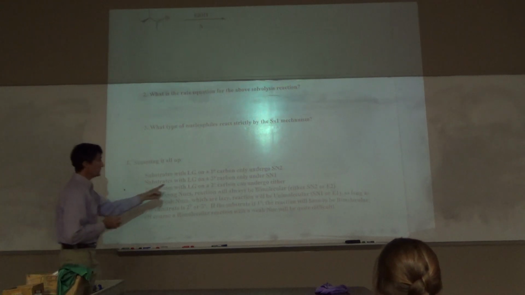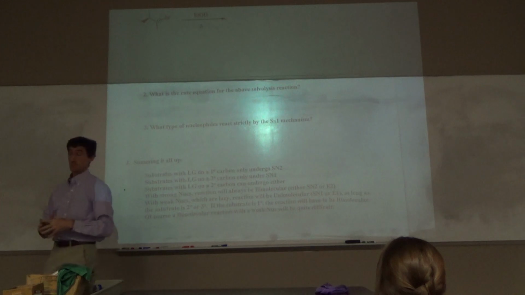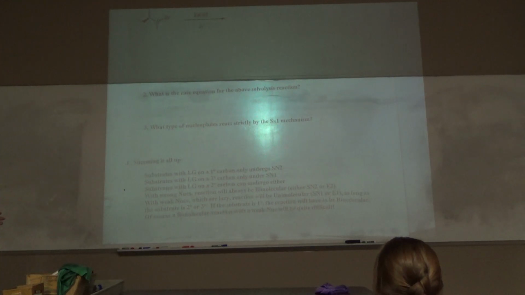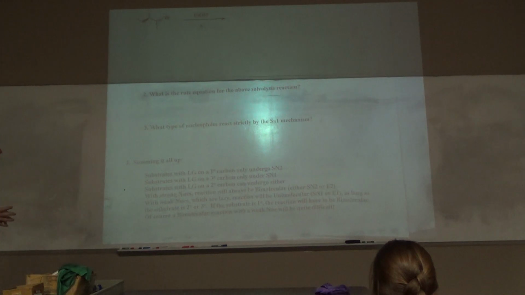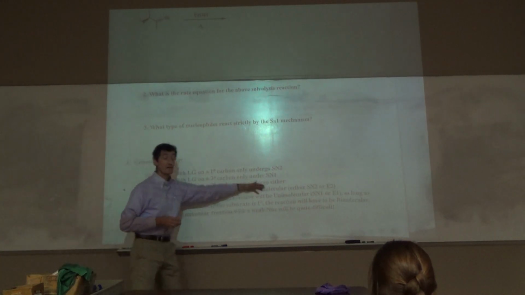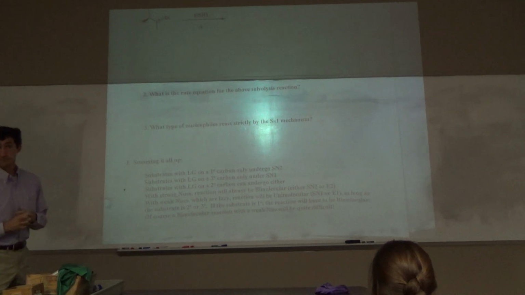Substrates with leaving group on tertiary carbon only undergo SN1, not SN2. Why? Sterics. And there were like two or three exclamation points when this was pointed out. Sterics hurt SN2. And you do not do SN2 with the leaving groups on a tertiary carbon. Right? Are we summing it up? Substrates with leaving groups on secondary carbon can undergo either mechanism. If it's on secondary carbon, you're going to have to look at other factors.